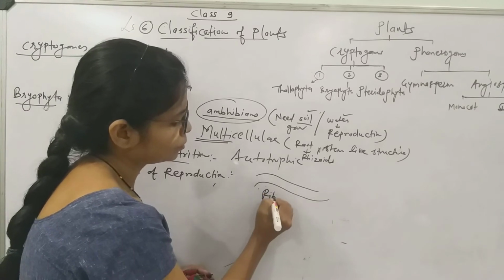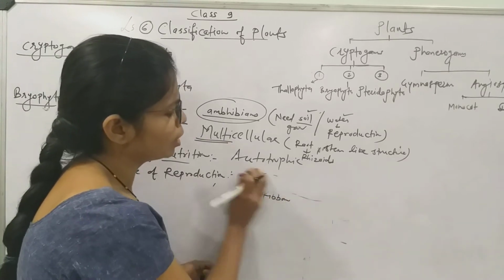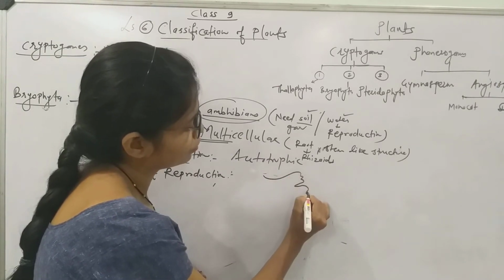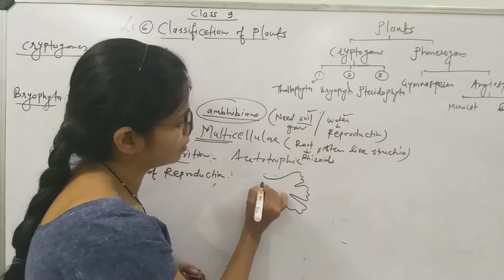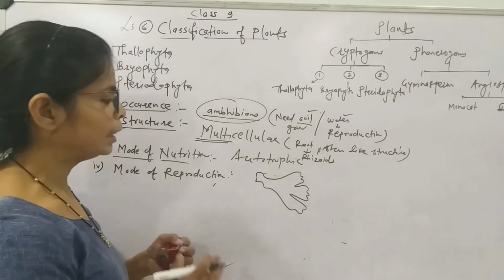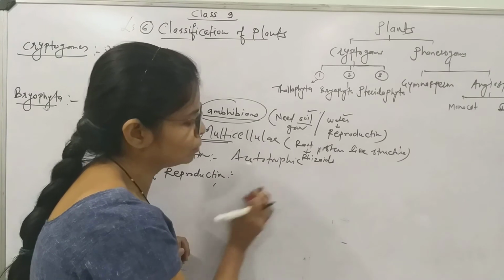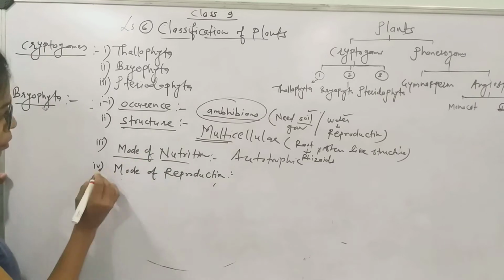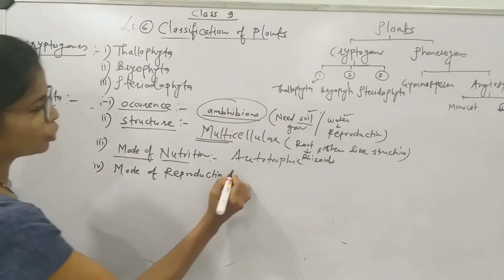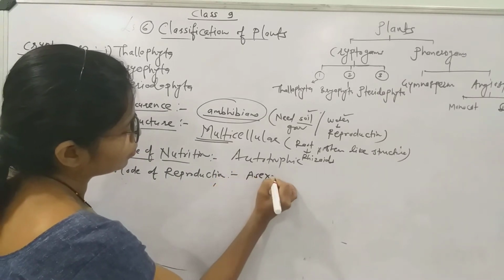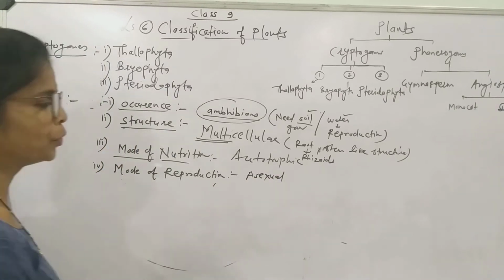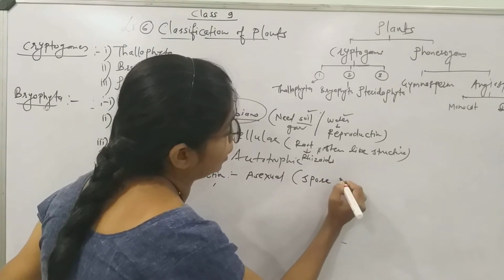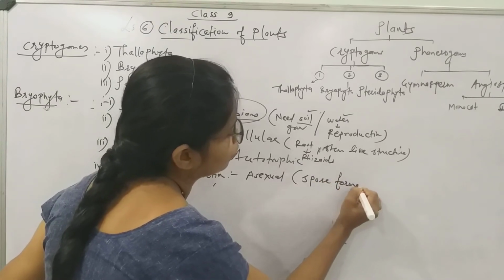In the multicellular body, sometimes a flat ribbon-like body or thallus is there. Multicellular thallus means such kind of thallus is there. So either ribbon-like or sometimes flattened, a thallus is there. Then mode of reproduction: asexually they reproduce, and the method of reproduction is called spore formation.